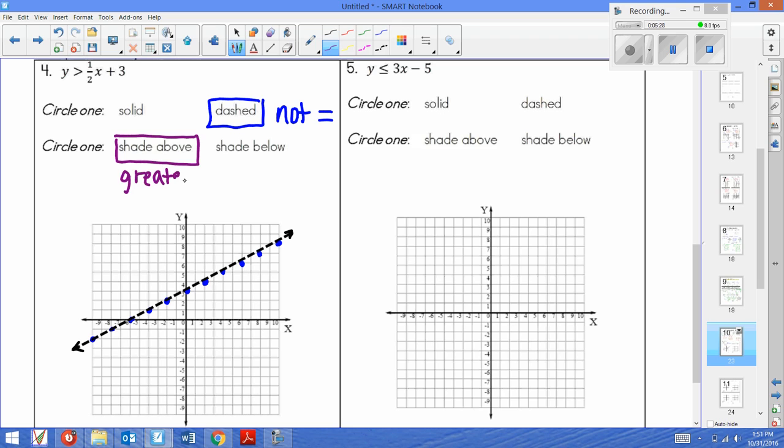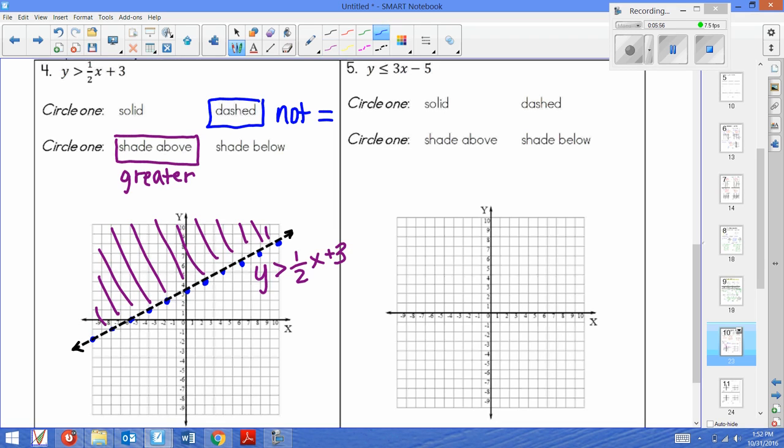So it's important to know the difference. Remember, if you make L's with your hands, the L makes the lesson if you ever get confused. I like to show my shading like this, almost perpendicular to the line, because it's easy to see. And then, of course, the last and final step, label with the original inequality. And we're done. Okay, let's go ahead on to number 5.